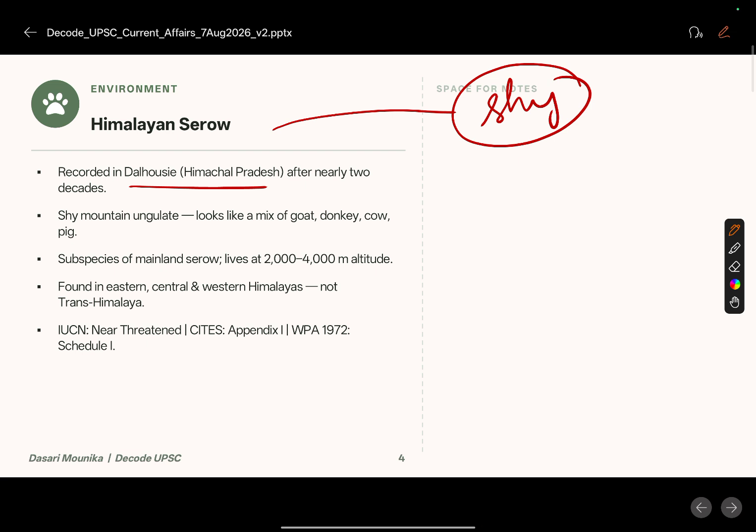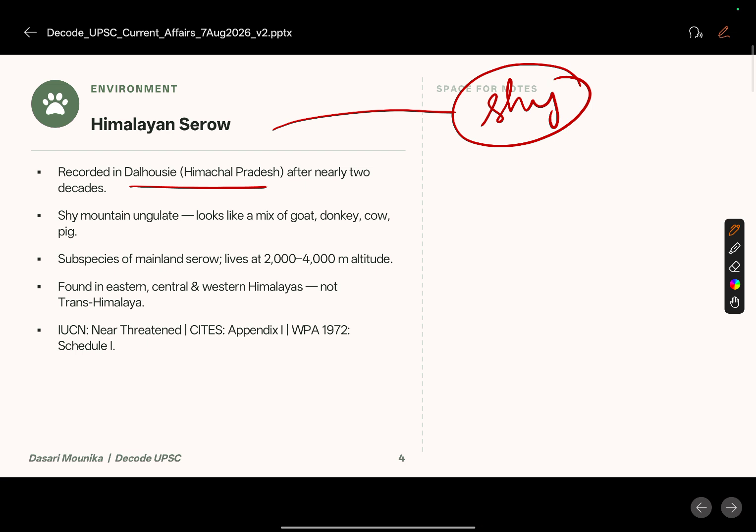So it looks like a mix of goat, donkey, cow as well as pig. It looks similar to a goat, donkey as well as cow. The important thing we have to look at here is that it is not found in the Trans Himalayas. The only place it is found is the Eastern, Central and Western Himalayas, which are not in the Trans Himalayas.